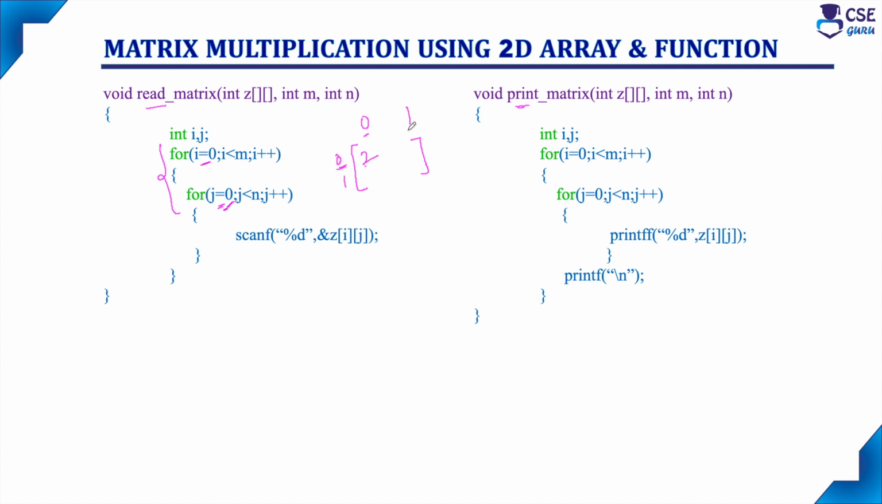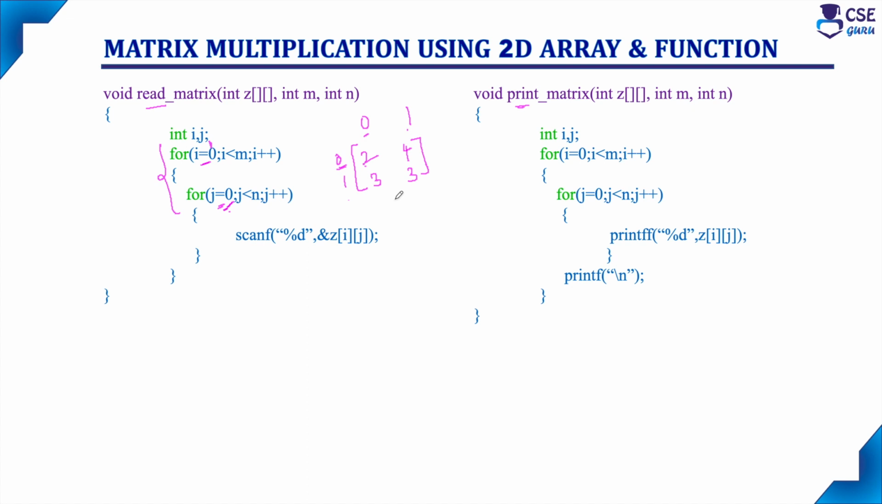j is incremented to 1. When i is 0 and j is 1, we can enter some value here. This is a 2 by 2 matrix. If we increment j further, the condition will fail and control goes to the outer for loop, and i gets incremented to 1. When i is 1 and j is 0, enter some value. Similarly, j gets incremented next, 1 and 1, enter some value. Likewise, we need to enter the values.